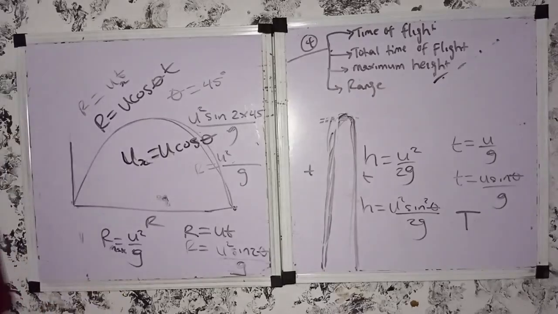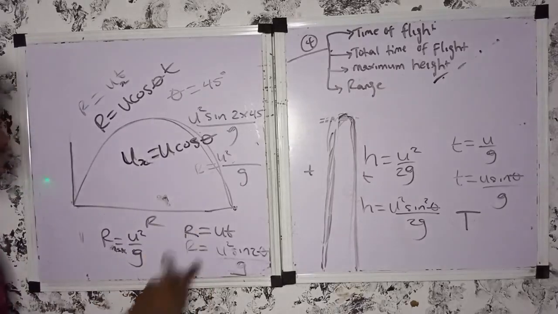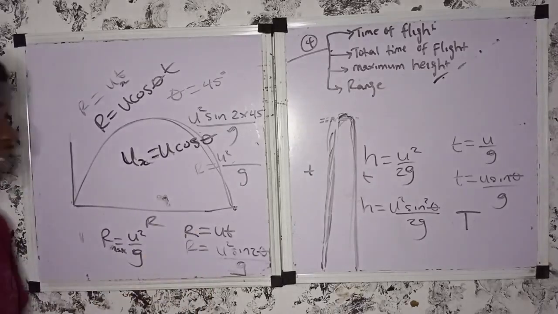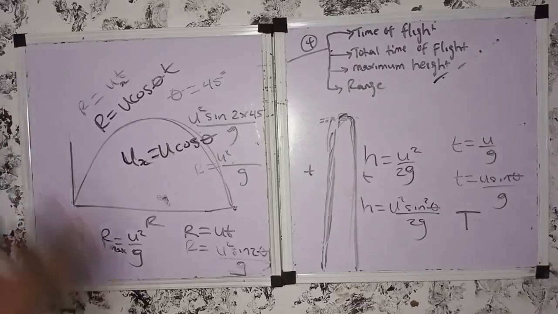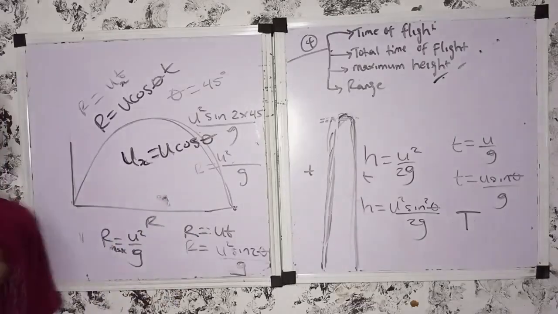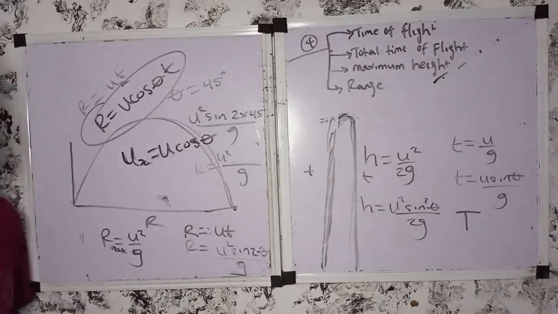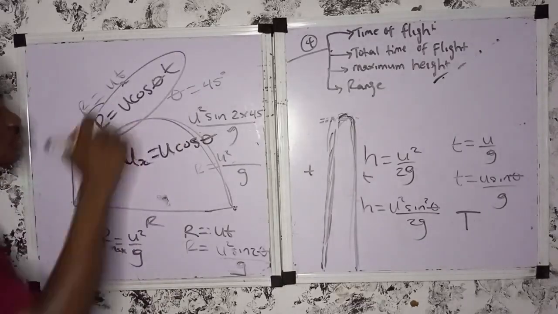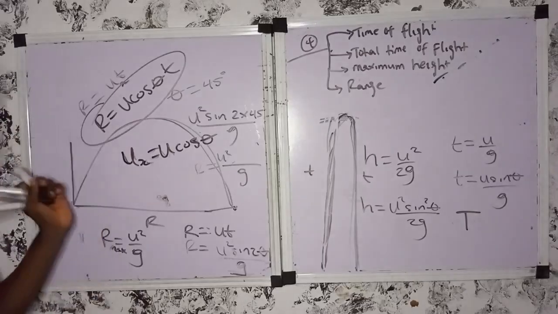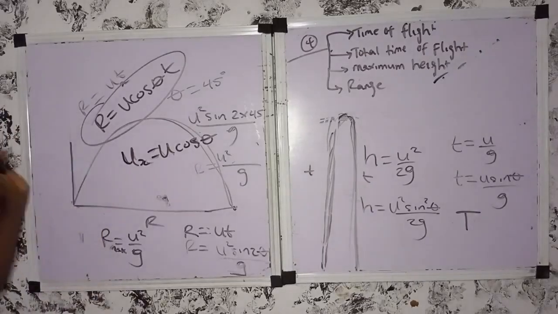R equals U square over g. This one is maximum range. This one is when it involves an angle. While this one is when they give you velocity and they give you time, they say calculate for the range. Now under this scenario, if they give you angle, use this. When they give you angle, velocity and time, use this. That is just it.